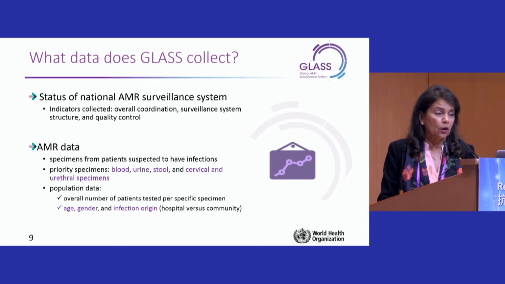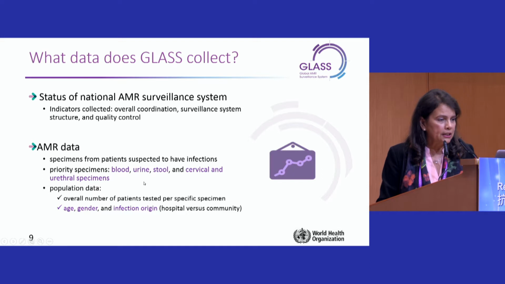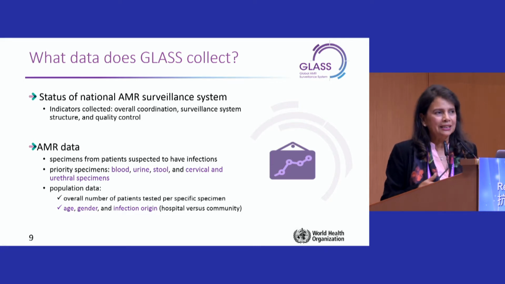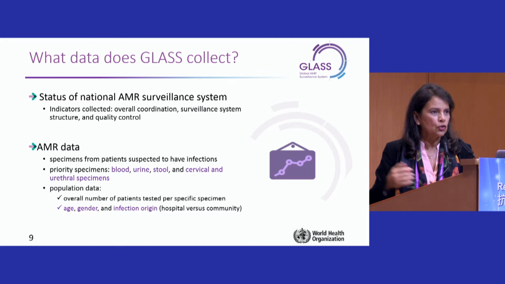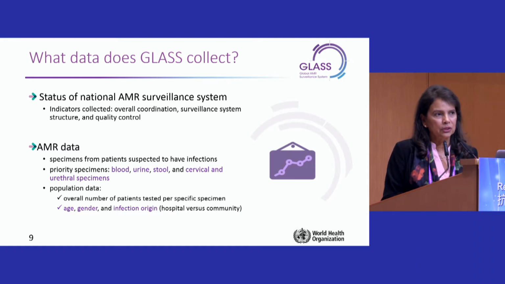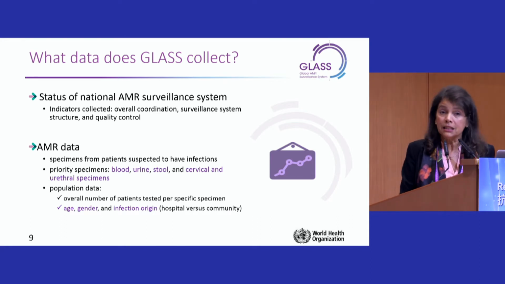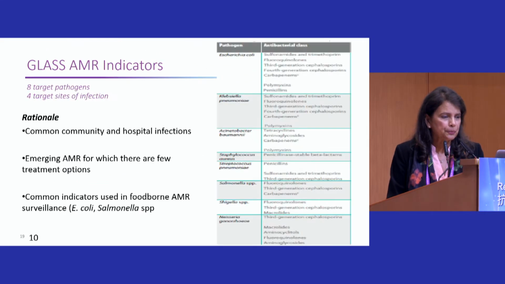The second type of data is the AMR data, and it's really based on priority specimens. For this phase of GLASS, only 4 specimens are being targeted, and we are also getting population data. I mentioned to you that in our 2014 report, we could see the lack of relatedness between the isolates and the human beings carrying those isolates. Now, it is true that GLASS is asking countries to bring together microbiological information and epidemiological information, very simple: age, gender, and what the infection origin is. It is a challenge, but countries are walking the path and are providing data following these standards.